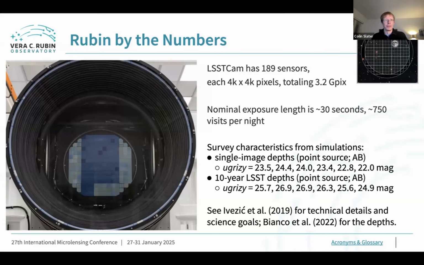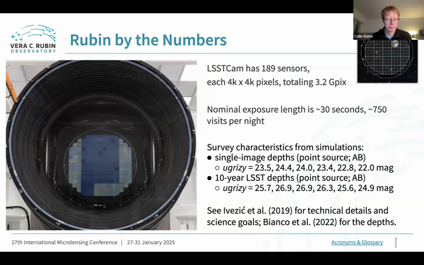The survey is designed around a nominal 30-second exposure length for every single visit. When you add up how much sky we can observe in 30 seconds in one night, that adds up to about 750 visits. Over the course of 3 nights, we'll observe about the entire sky that can be observed at any given time. So we basically cover the entire observable sky every 3 nights.